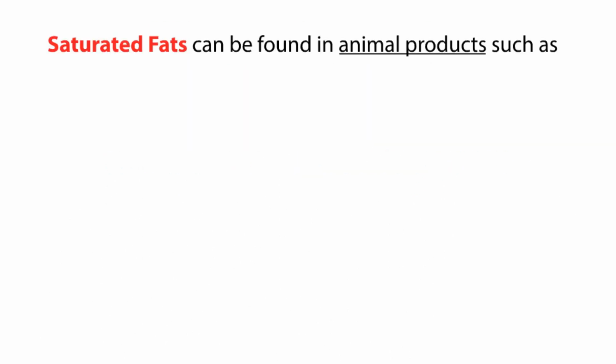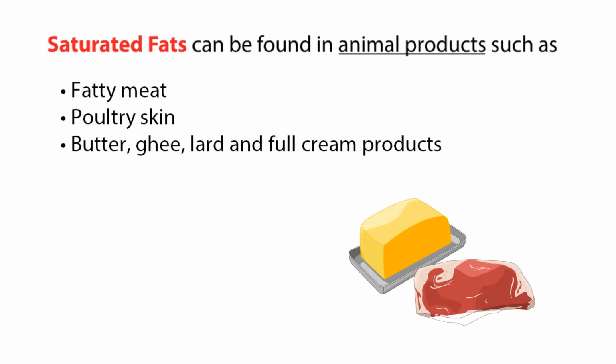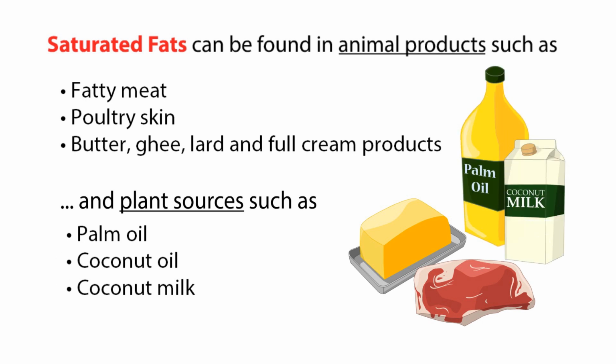Saturated fats can be found in animal products such as fatty meat, poultry skin, butter, ghee, lard, and full cream products, and plant sources such as palm oil, and coconut milk.